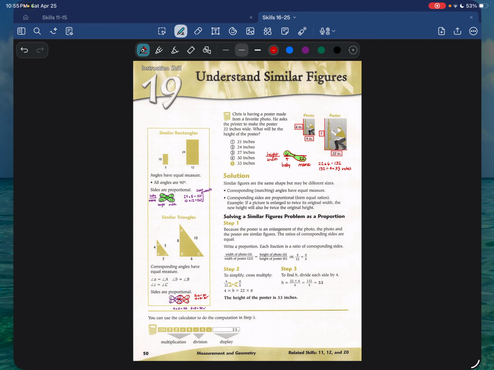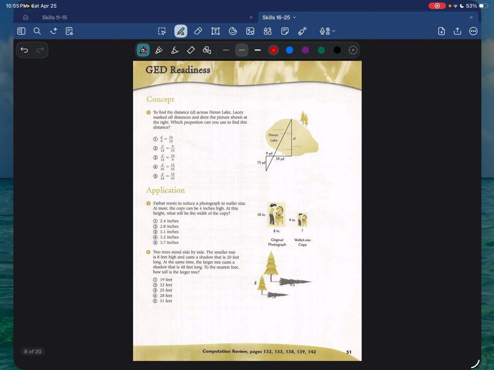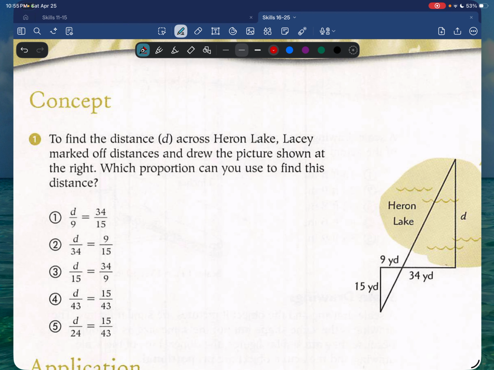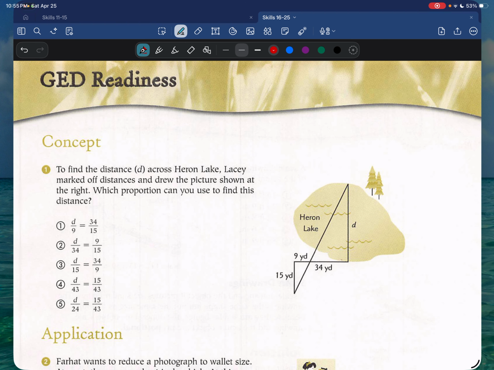So let's practice. To find the distance D across Heron Lake, and that goes with this picture, Lacey marked off distances and drew the picture shown at the right. Which proportion can you use to find this distance?